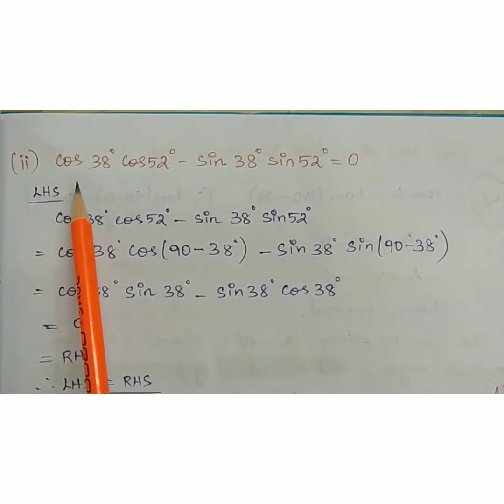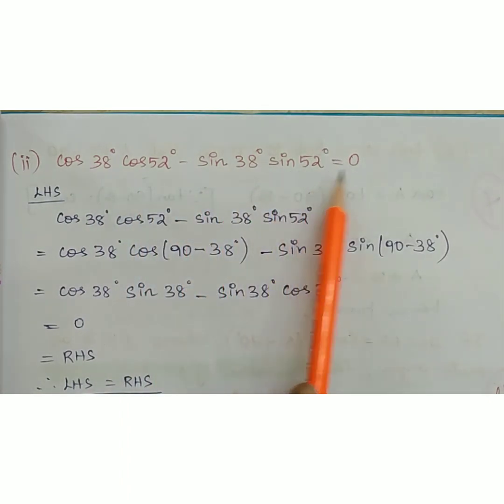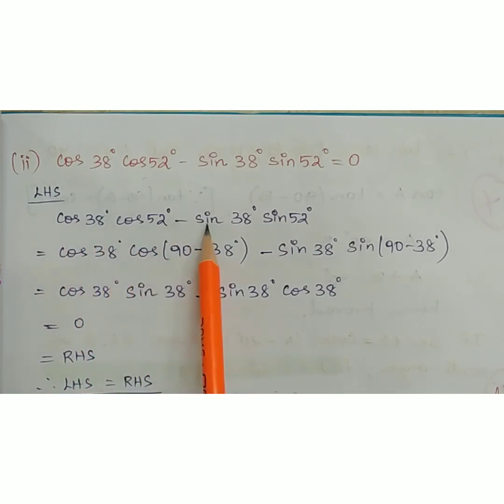Second one, second subdivision: cos 38 cos 52 minus sin 38 sin 52 is equal to 0. Taking LHS, cos 38 cos 52 minus sin 38 sin 52. So cos 38 you keep as it is. This cos 52 can be written as cos of 90 minus 38. Sin 38 you keep as it is. Sin 52, since 90 minus 38 is 52, you write as sin of 90 minus 38.